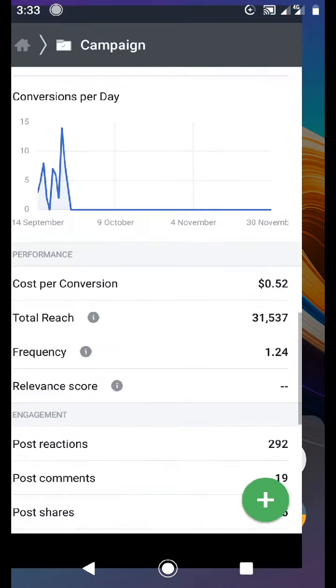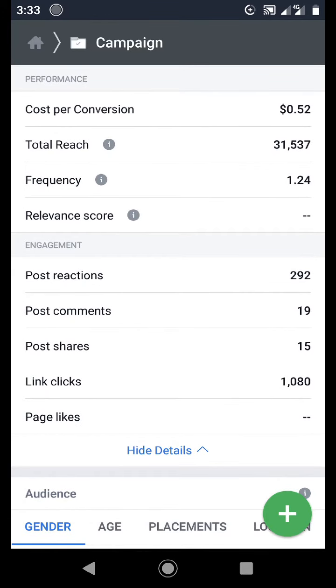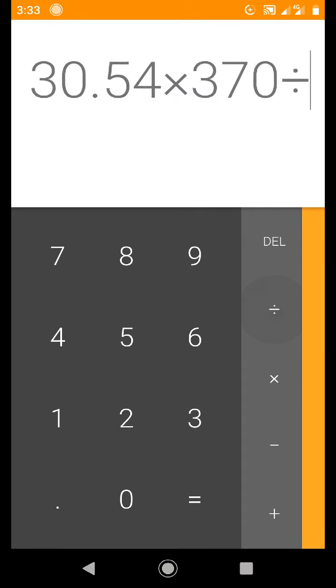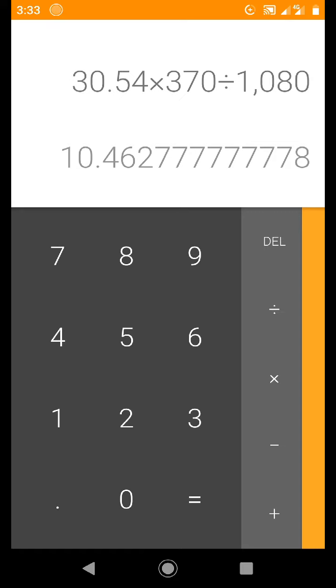Now what's the link click there? You can see the link click there is 1080. So Avanza divided by 1080, you can see here this is 10.45, meaning for every one person that clicks, I am being charged approximately 10 naira 50 kobo. I multiply the amount spent times 370 to give me the amount in naira.